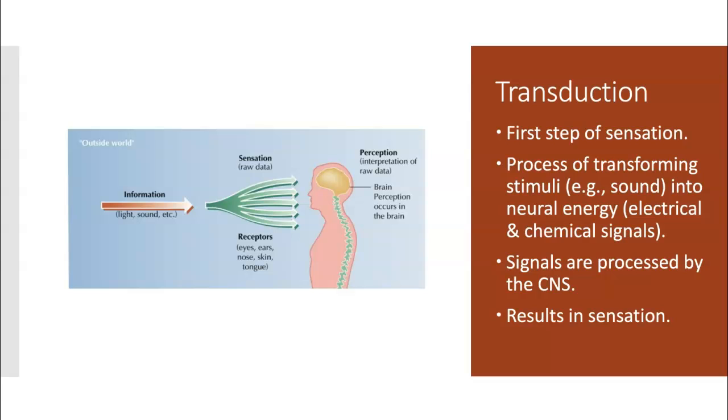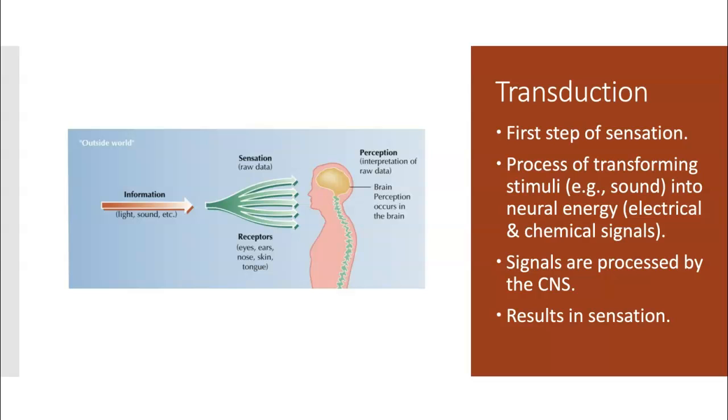So that is the first step in sensation, transduction: turning whatever stimulus it is into something the brain can understand, turning it into neural energy. Once transduction has happened in the sensory receptor, that message is then sent to the brain, and that is where we experience the sensation associated with that message.